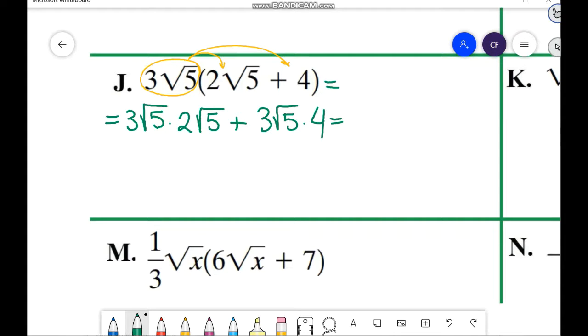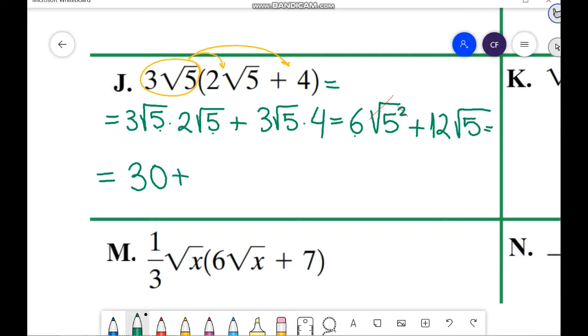3 times 2 is 6, times square root of 5 times square root of 5, the square root of 5 squared. Plus, the second is 3 times 4, 12, and we don't have any other square root, just the square root of 5. We can simplify the square root of the square. That means the answer is 6 times 5, 30, plus 12 square root of 5. That is the right answer for letter J.